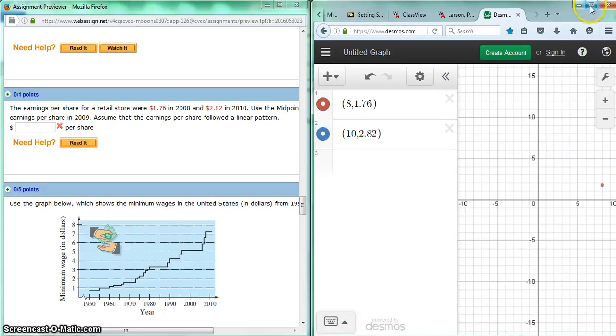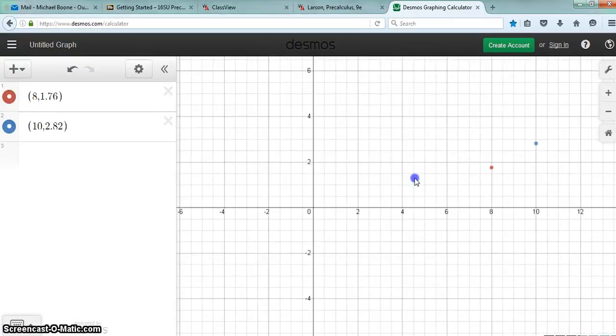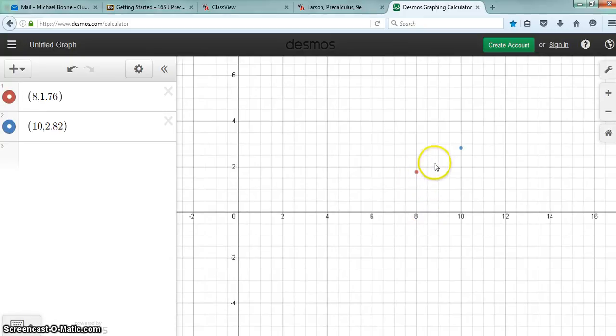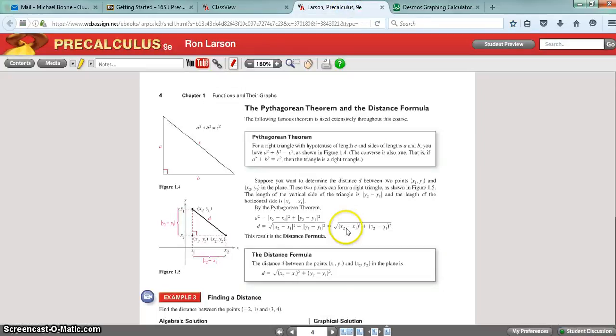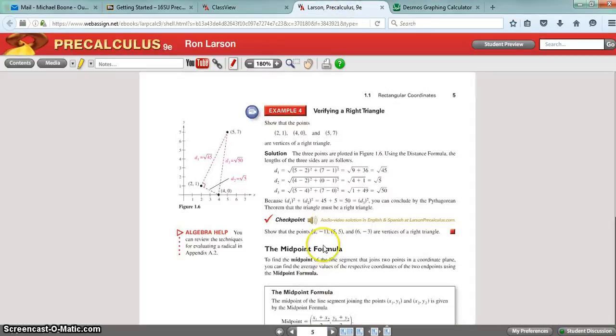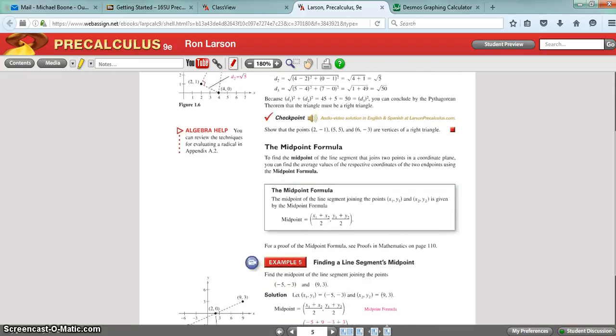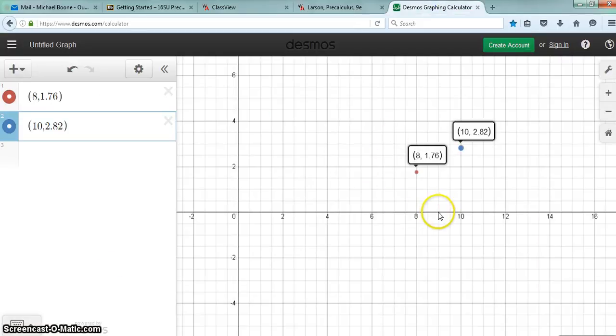So what I can do is look at this. I'm trying to find the midpoint, so it's going to be somewhere between 2008 and 2010. And yeah, you would be correct if you said that number would be 9, because it's the middle of the two x values. The formula for midpoint says that you add up the x terms and then divide by 2, and then you add up the y terms and divide by 2. So if we look at that, yeah, that's 9.